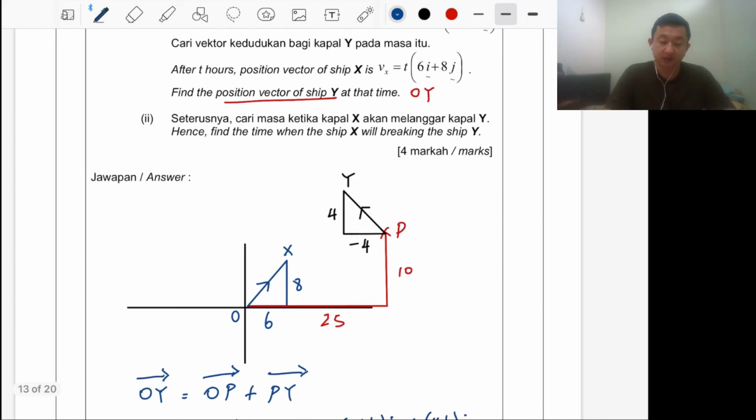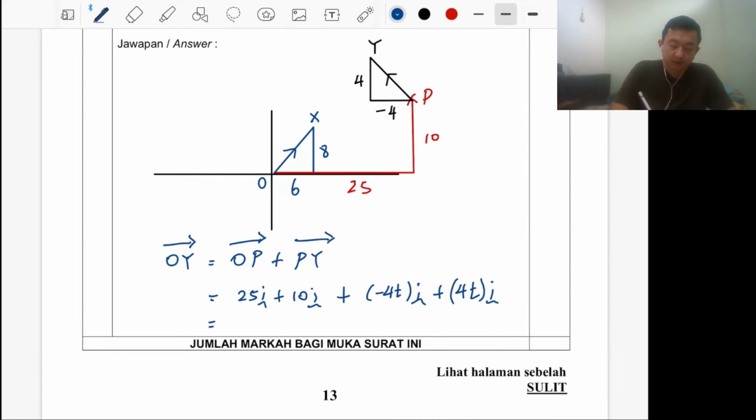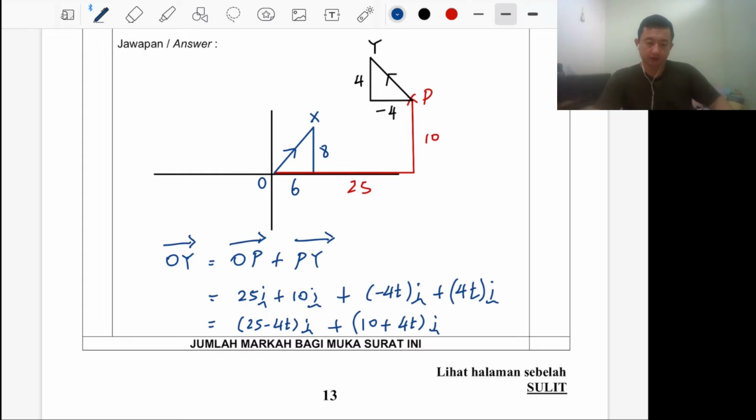It must be in terms of t. So the answer should be (25 minus 4t)i plus (10 plus 4t)j. This should be your final answer. So this is OY.